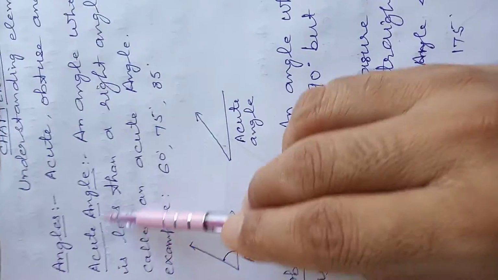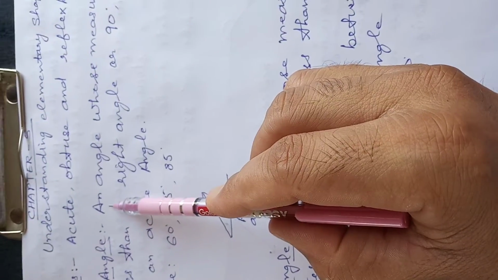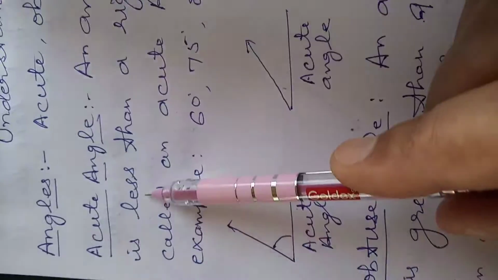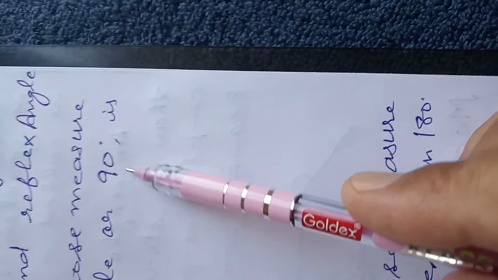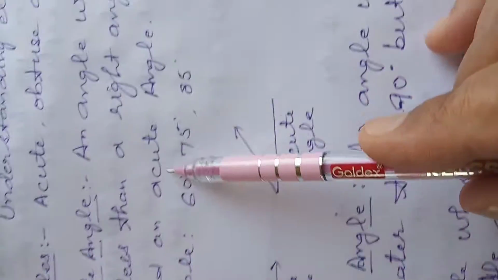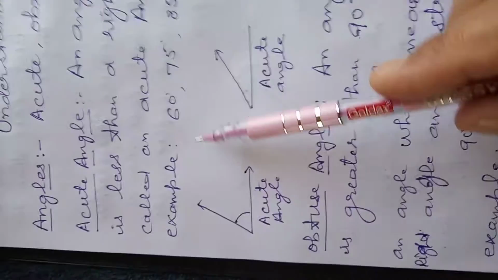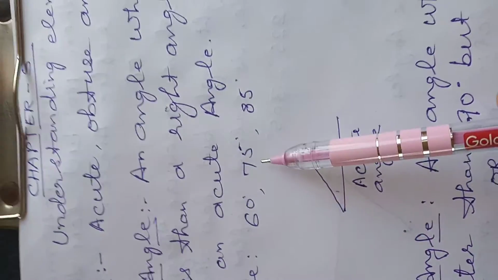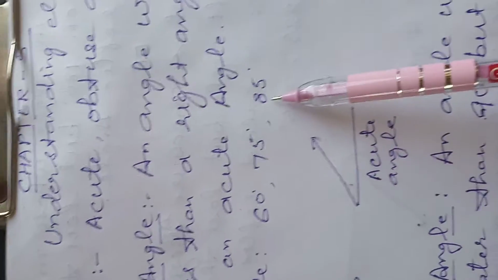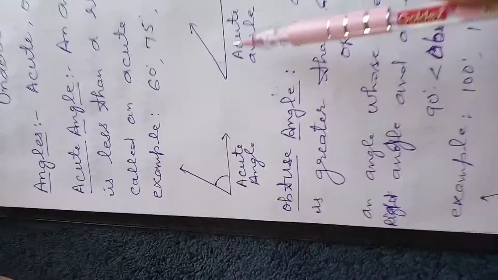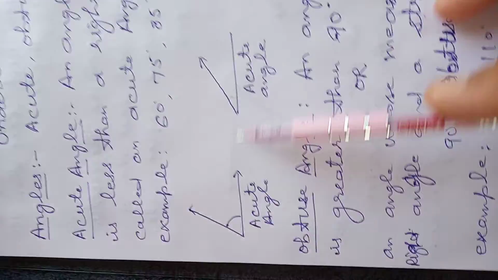The first one is acute angle. What is an acute angle? An angle whose measure is less than a right angle or 90 degree is called an acute angle. Examples of acute angles are 60 degree, 75 degree, 85 degree, etc. And an acute angle will look like the figures given here.